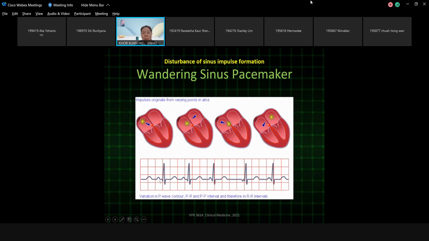Okay, and you can see the abnormality is only in P. QRS forever regular, cantik one. The duration may be slightly a bit off, but still acceptable. Okay, but if you look at the P, lain muka setiap hari. All right, for every beat, they look different. Okay, so this is the wandering sinus. Sinus already gives you a clue that it is the P wave.